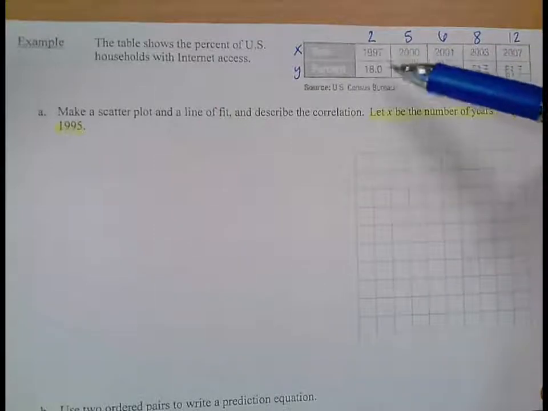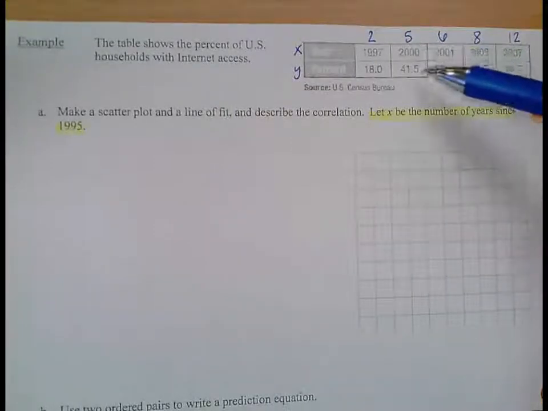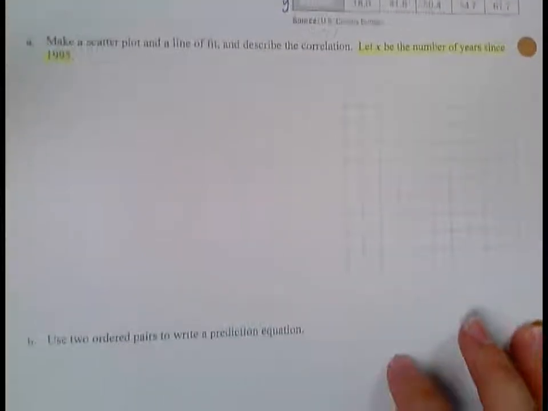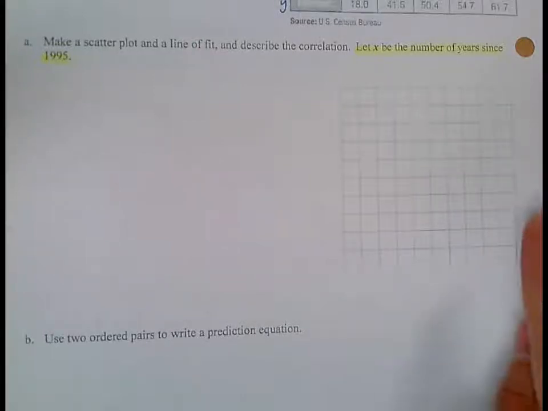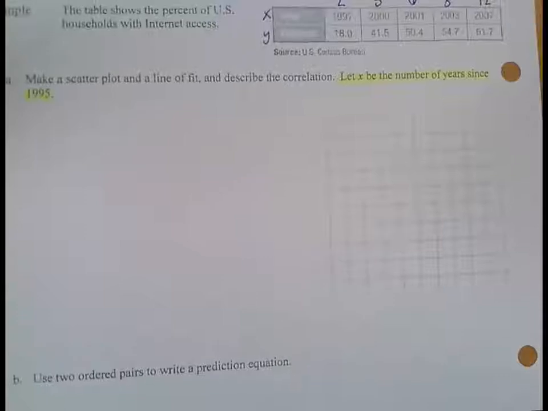So in 1997, 18% of households in the United States had internet access, and then in 2000, that jumped up to 41.5%. So you want to see the trend of internet access as the years are passing. So this is how on your assignment, you're going to be seeing your grids. I'm just giving you a blank grid. You have to label your scale you're using for your x and your y axis.